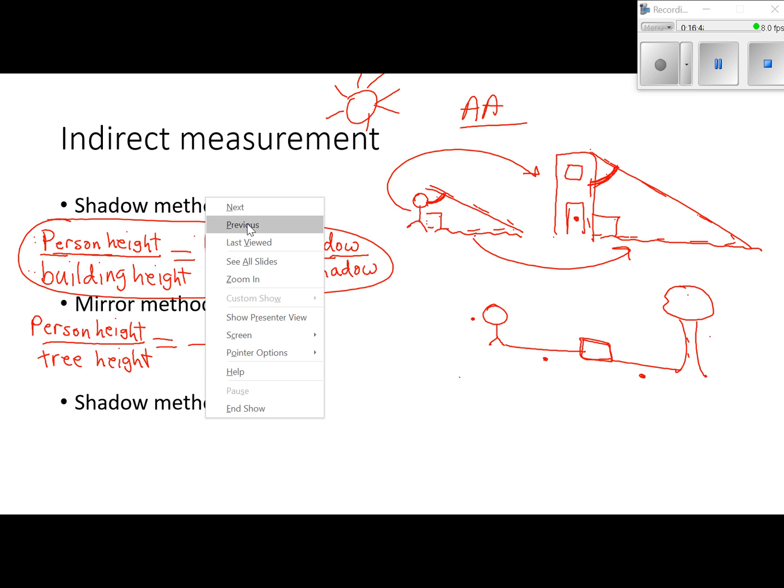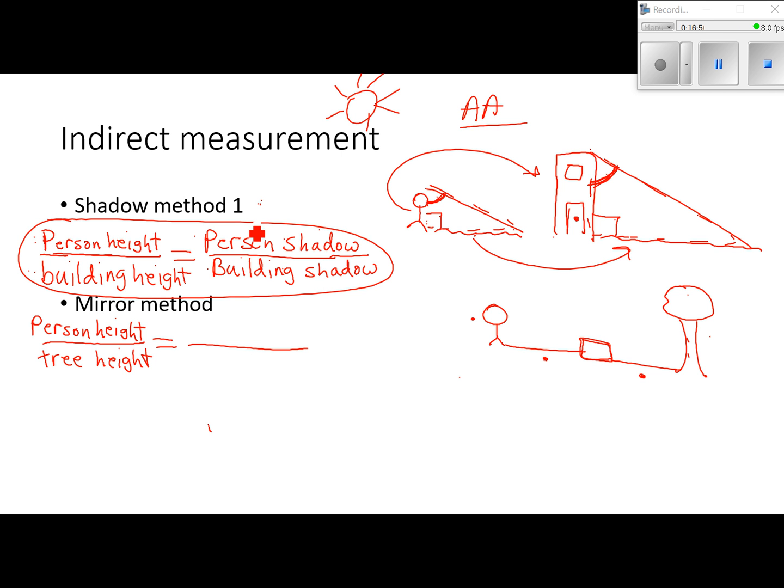Next one, person distance. And I'm going to write this out to make sure everybody understands it. From the mirror. Sorry, that's sort of ugly. And then we're going to compare that to the tree distance from the mirror.